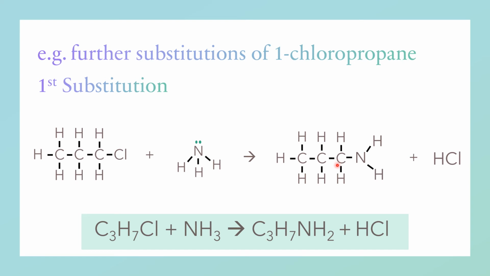Eventually, what you're going to end up with in the fourth substitution is the ammonium salt. So the nitrogen is going to have 4 bonds coming from it. It's going to have square brackets, a positive charge, and then you're going to have the chloride ion beside it. So pause this now and get going on that.